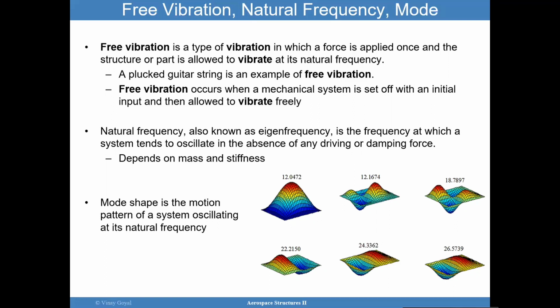Natural frequency, also known as eigenfrequency, and we'll be talking about eigenfrequency later, is a frequency at which the system will tend to oscillate in the absence of any driving or damping force. This natural frequency really depends on various parameters. It depends on the geometry. Here's a plate that has boundary conditions. So it depends on the geometry, the boundary conditions, the materials, all that drives the stiffness. And then the mass of the system also matters.